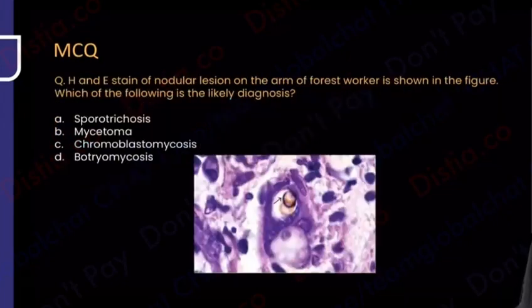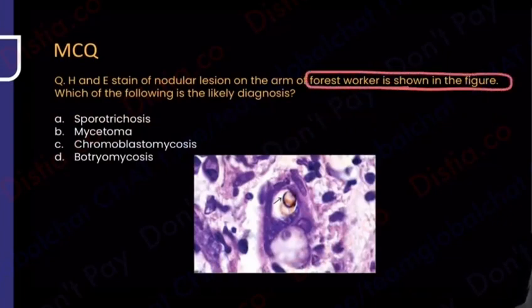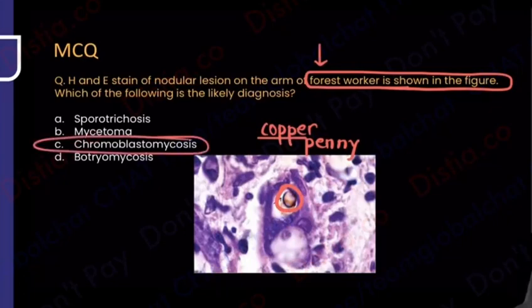Moving on to the last question that we have in this category. There is an H&E stain of a nodular lesion of the arm of a forest worker that is shown in the figure. Which of the following is the key diagnosis? So when you see, firstly, you see a forest worker. Secondly, you are going to see that, yeah, there is a brown color body, and immediately what comes to your mind is a copper penny body. As soon as I say copper, the color is coming, and your answer is in front of you. That is chromoblastomycosis.